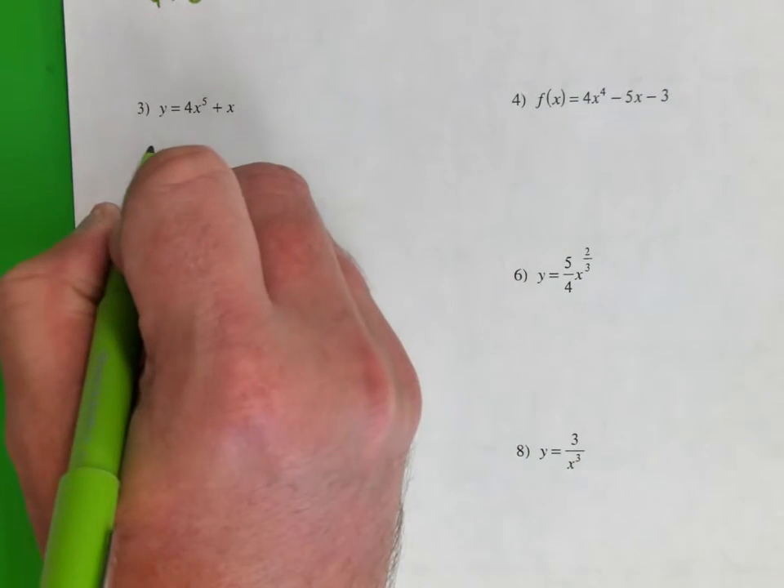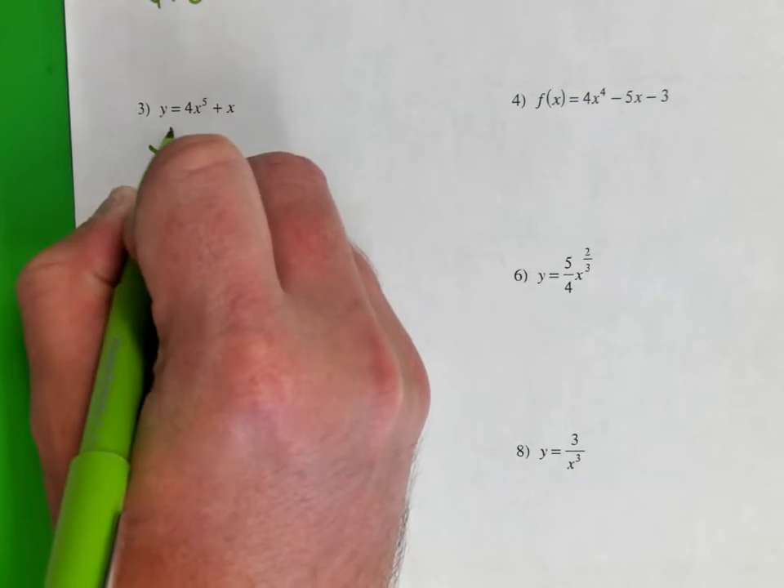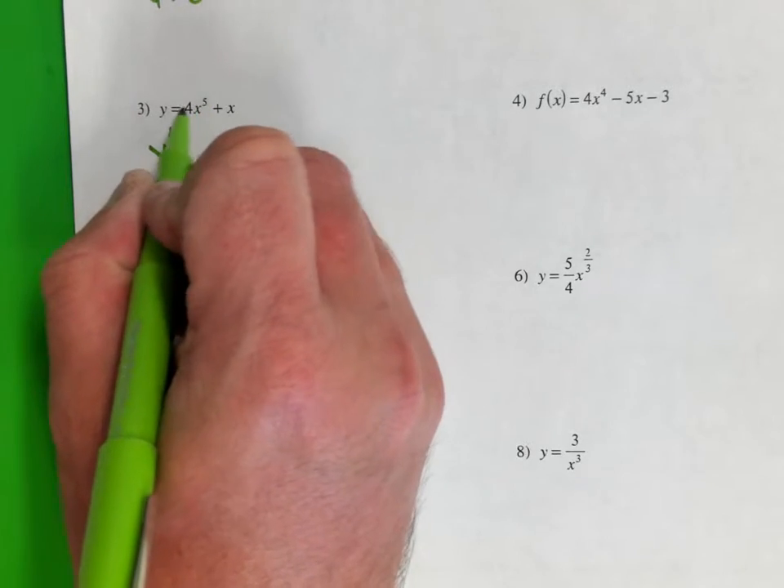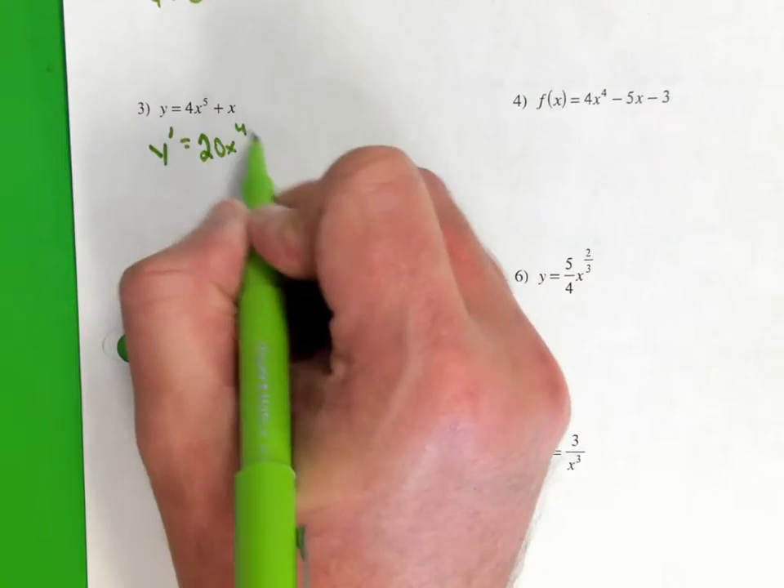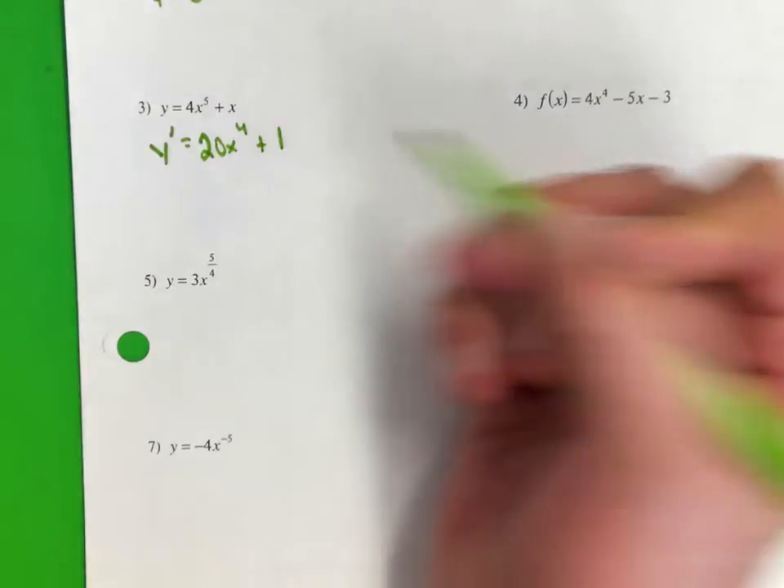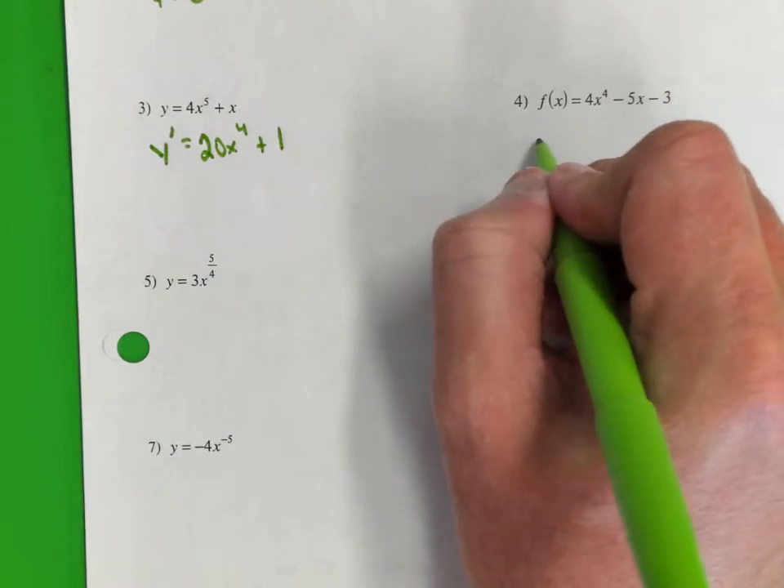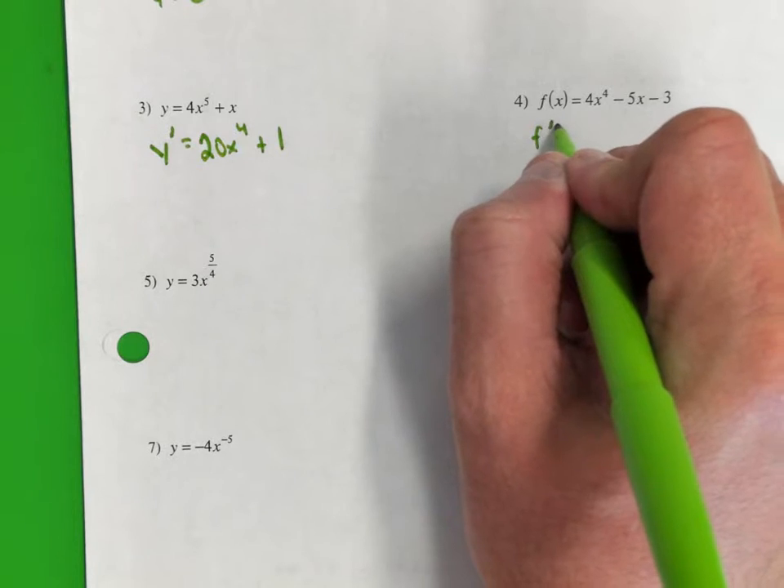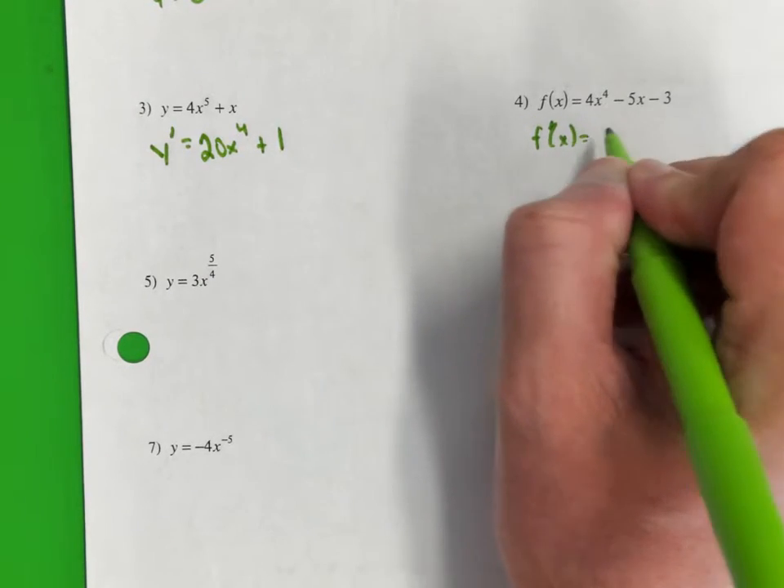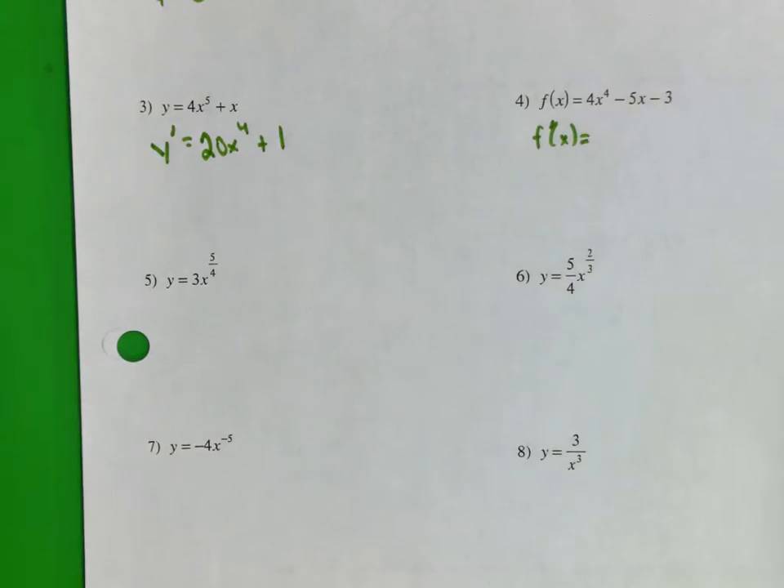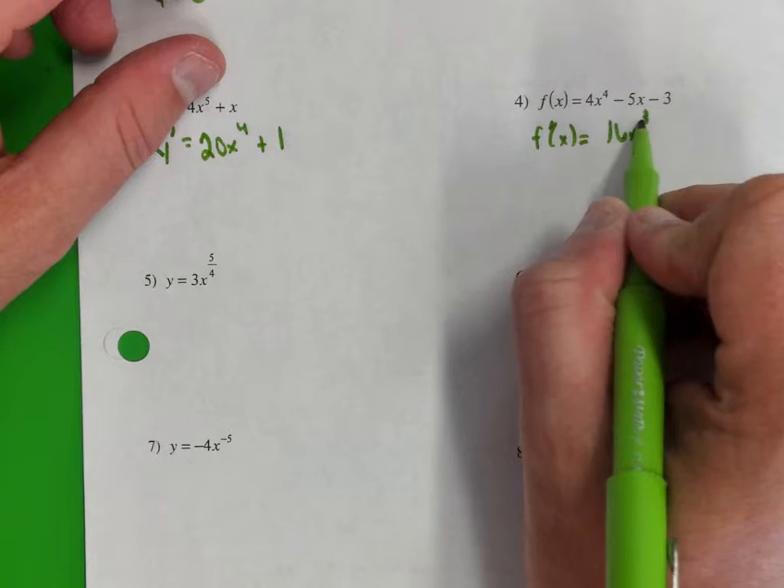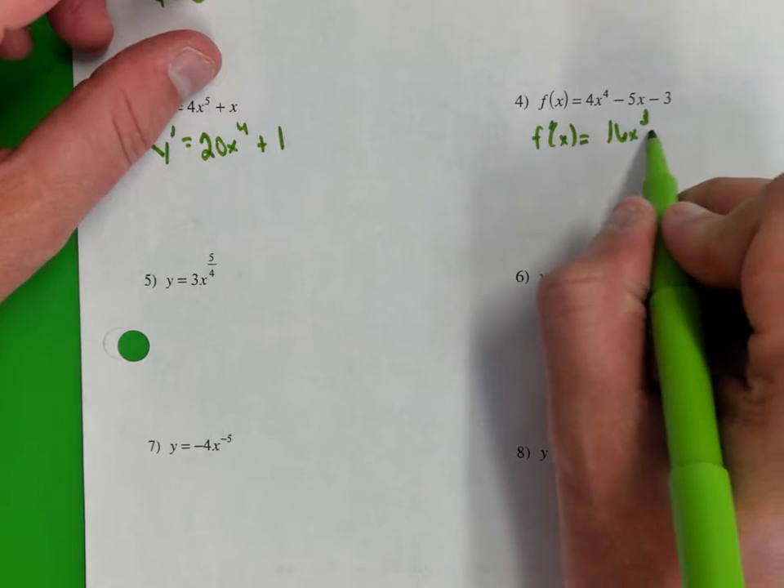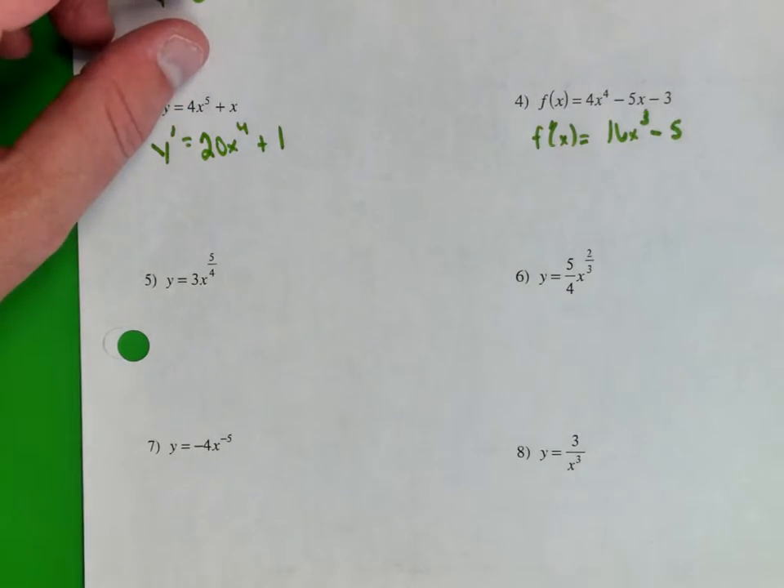Okay, number 3. Y prime equals 5 times 4 is, x to the, and what's the derivative of x? Very good. Number 4, f prime of x equals, I had 3 terms, so I'm going to find the derivative of each. What's the derivative of the first one? X to the, what's the derivative of negative 5x? And the derivative of negative 3 is?